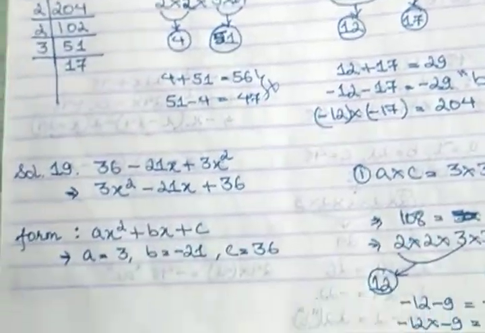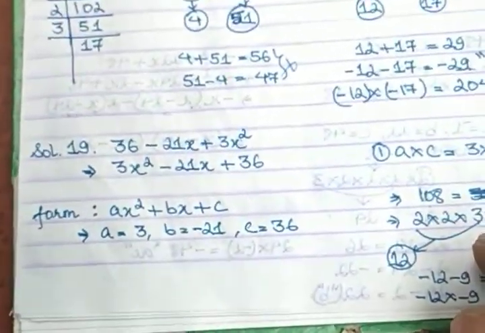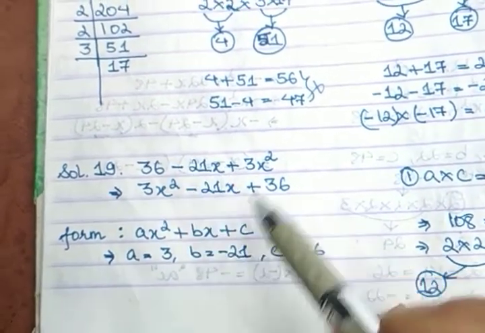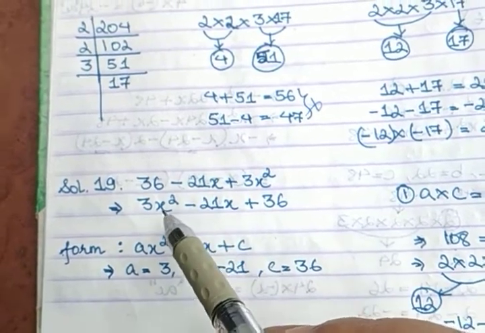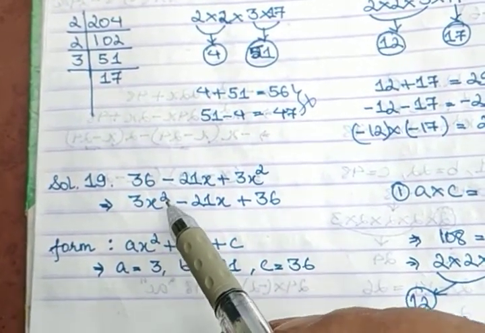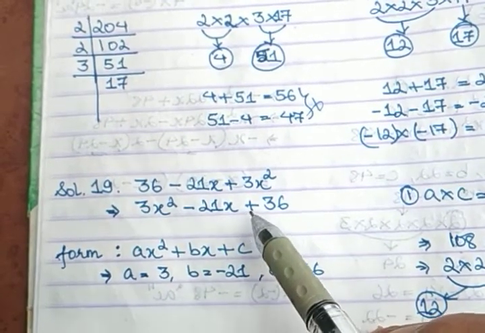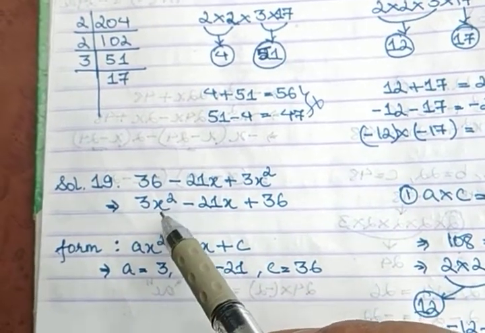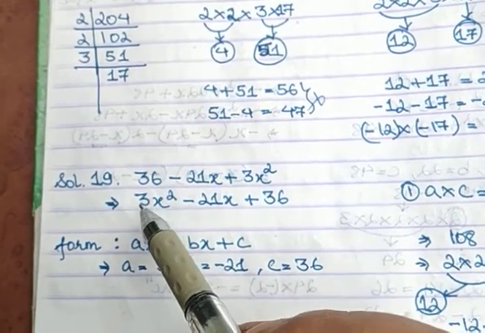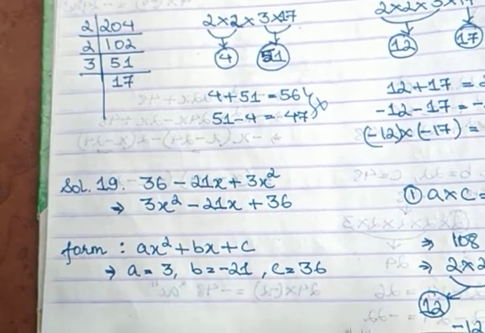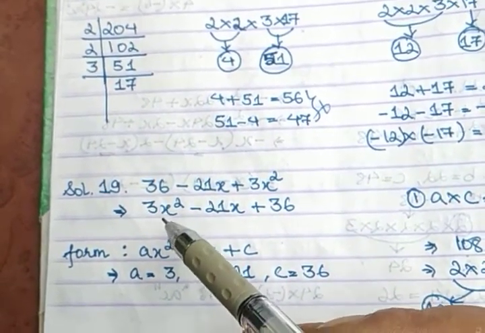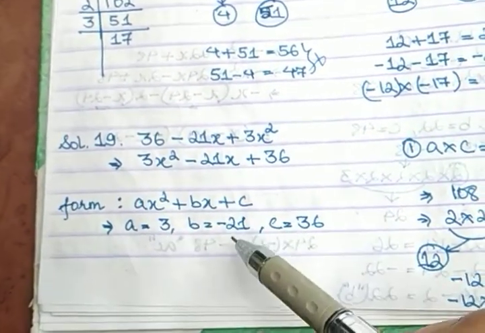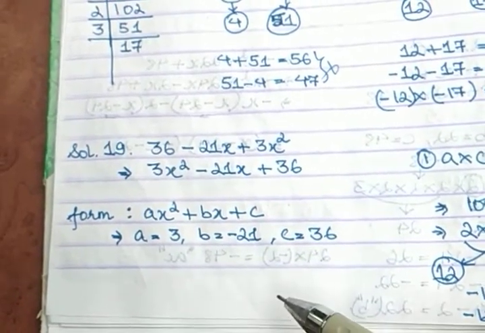Okay. So the next question we have for today is 36 minus 21x plus 3x squared. Again, this is not in the standard form, isn't it? So what I need to do is first arrange it in the standard form. So I have arranged it as 3x squared minus 21x plus 36. Now since the coefficient of x square is positive, no need to do anything, isn't it? But remember, here the coefficient of x square is 3, so the value of a will be 3. b is minus 21, c is 36. Now what was our first step? a into c.